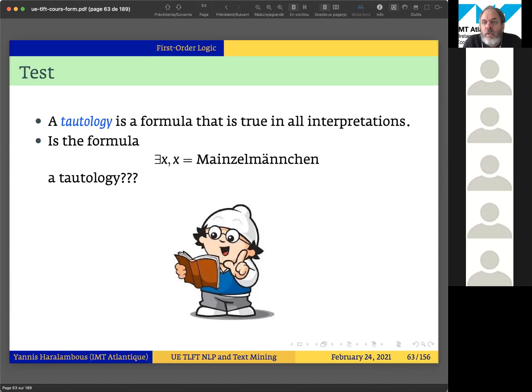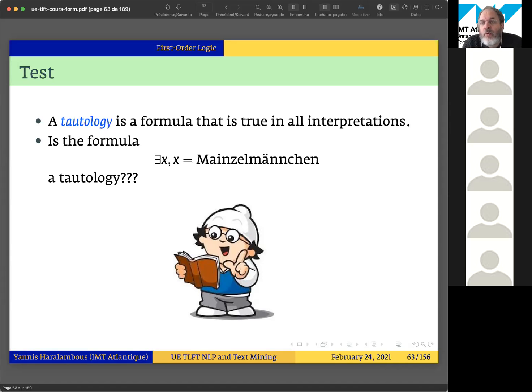So intuitively, you would say, no, not at all. It depends on the interpretation. If I interpret this in a domain where there exists Mainzelmännchen, then it's true. Well, actually not, no. Here, Mainzelmännchen is not a predicate. It is a constant.